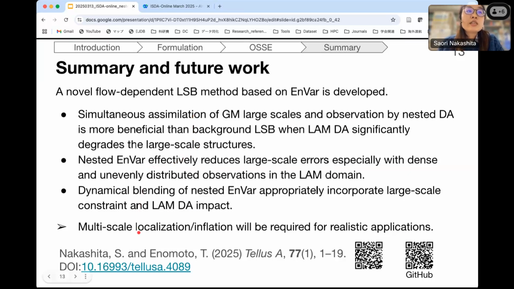For realistic applications, we should incorporate multi-scale localization or inflation methods with nested EnVar. So for more detail, please refer to a recently published article in SOLA. And if you are interested in our scheme, the source code is available from GitHub. That's all. Thank you for listening and happy to discuss.